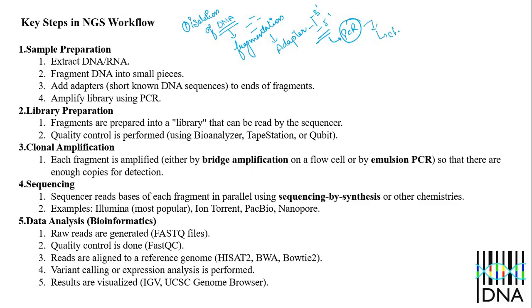Then we check the quality of our library with the help of TapeStation, Qubit and Bioanalyzer. TapeStation is an automated electrophoresis technique. Then clonal amplification: each fragment is amplified via bridge amplification on a flow cell. What is bridge amplification? We will discuss it in detail. After bridge amplification, we apply the sequencing method, which may be Illumina, Ion Torrent, PacBio, or nanopore. Most popular is Illumina sequencing.